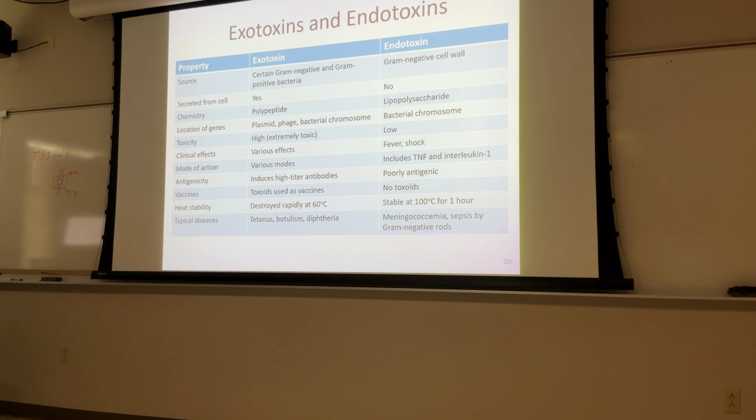Antigenicity. Again, you can use exotoxin to make toxoid vaccines. You can't use endotoxin to make vaccines. Endotoxin is heat stable. The exotoxins are not heat stable, which means if you heat them to a temperature usually about 60 degrees Celsius, they're going to unfold. Even when you cool them down and they refold, they're not going to refold correctly, so they're not going to work anymore. They don't function as a toxin. So you can use a lot of those in toxoid vaccines.